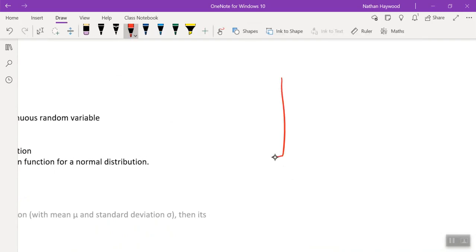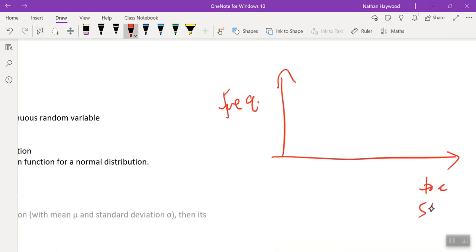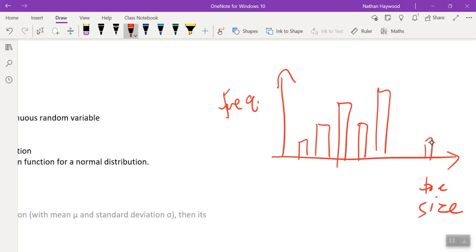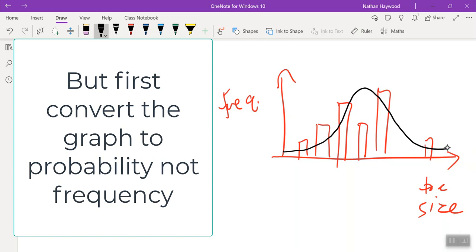So if this is your toe size, from smaller to larger, you'll probably find something like this potentially. And it looks a little bit like this thing called a bell. This thing called a bell curve. Does it look like a bell, the black line?